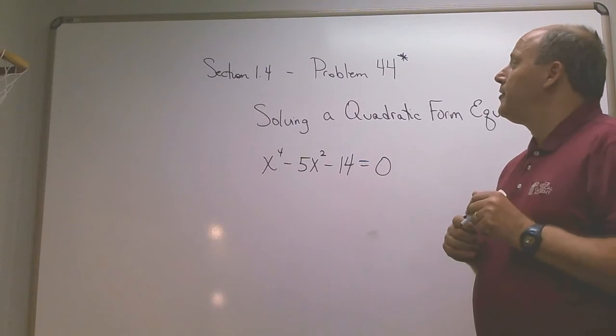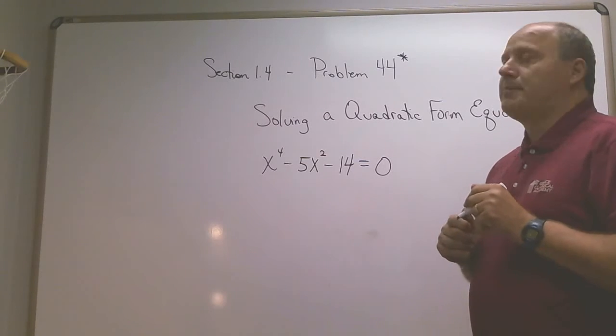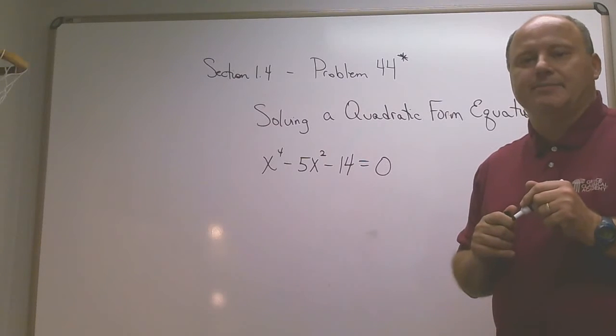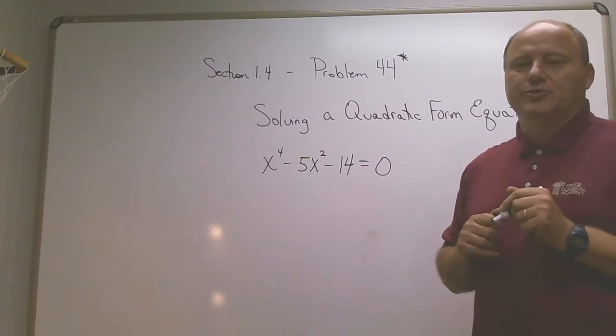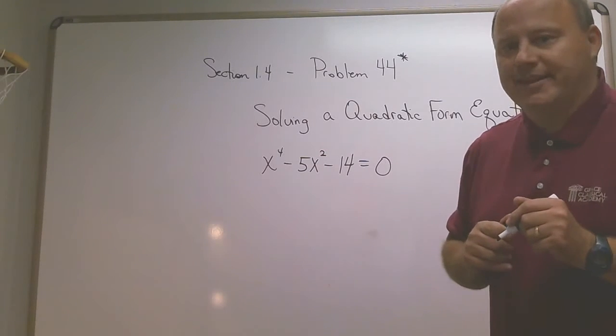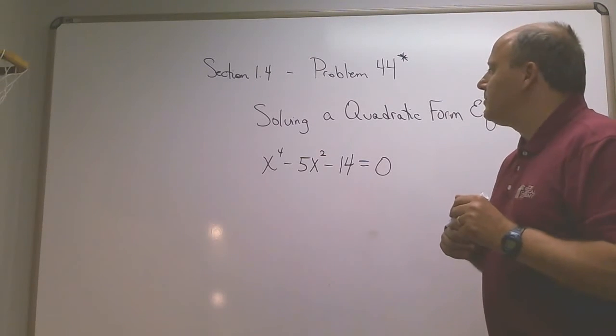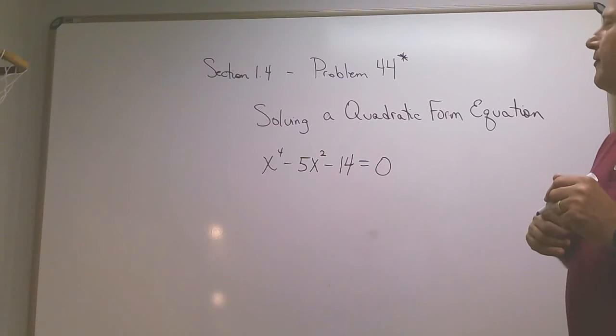So we have a problem from 1.4, problem number 44. It's got an asterisk beside it because this problem is not exactly 44 in the book. I just changed the numbers around slightly so you can't just copy the answers. But this one is solving a quadratic form equation.